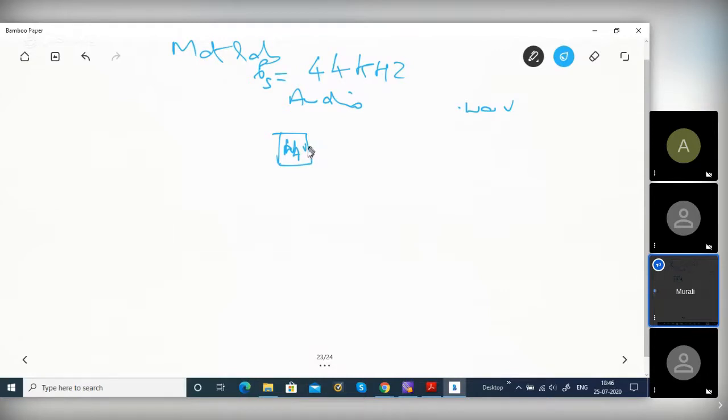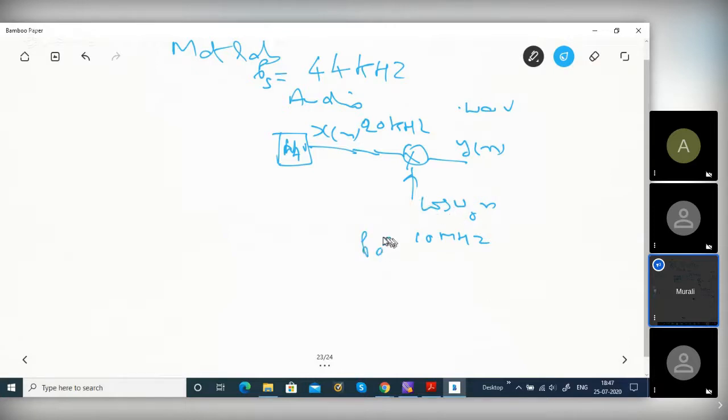Once you read that, it is a baseband signal, right? This x of n, up to 44 kilohertz. You mix it with some 10 megahertz cos omega naught n, in the digital domain. This is y of n. It is one line: x of n into cos omega naught n. y of n you are getting. F naught is 10 megahertz. What is this called?